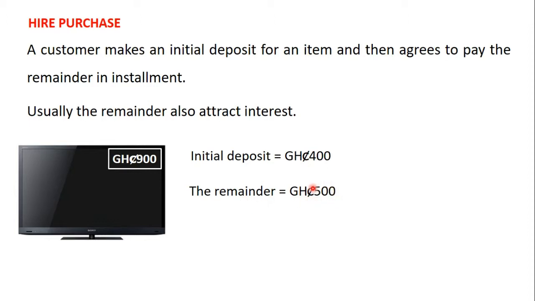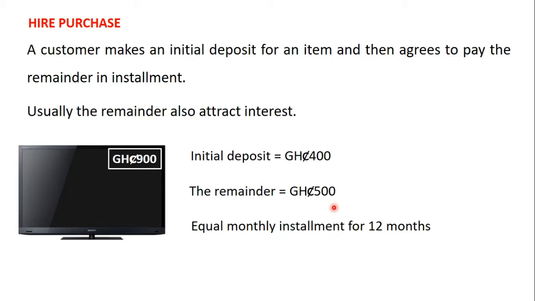He did not have the remaining 500 Ghana cedis on him. So he agreed to pay it in equal monthly installments for 12 months. What this statement means is that Kofi agreed that the 500 Ghana cedis will be divided into 12 equal parts, and at the end of each month, he will pay one part.